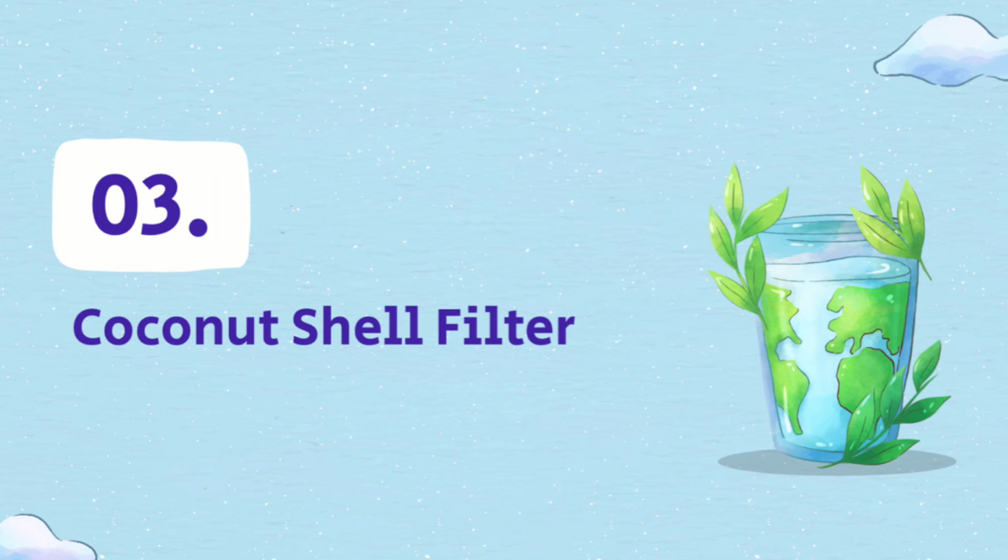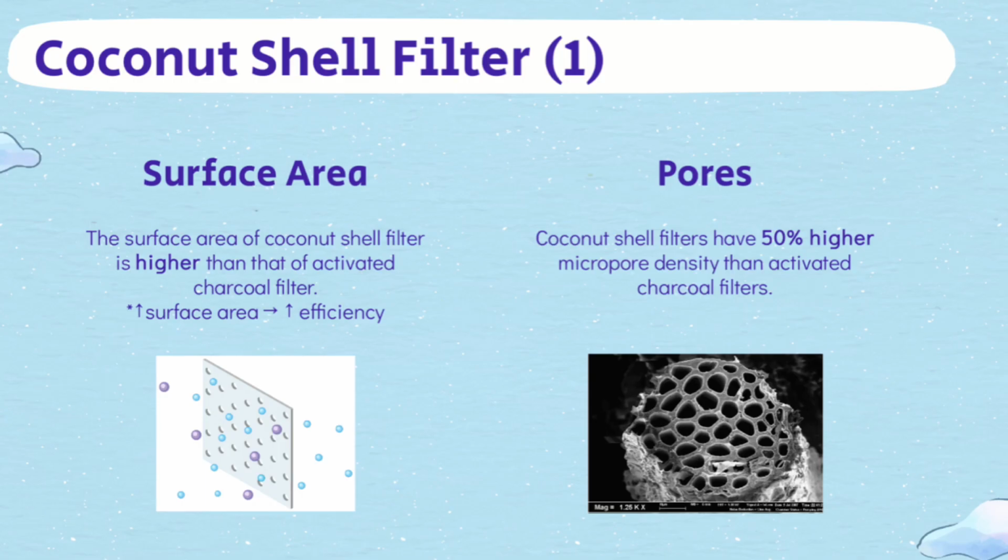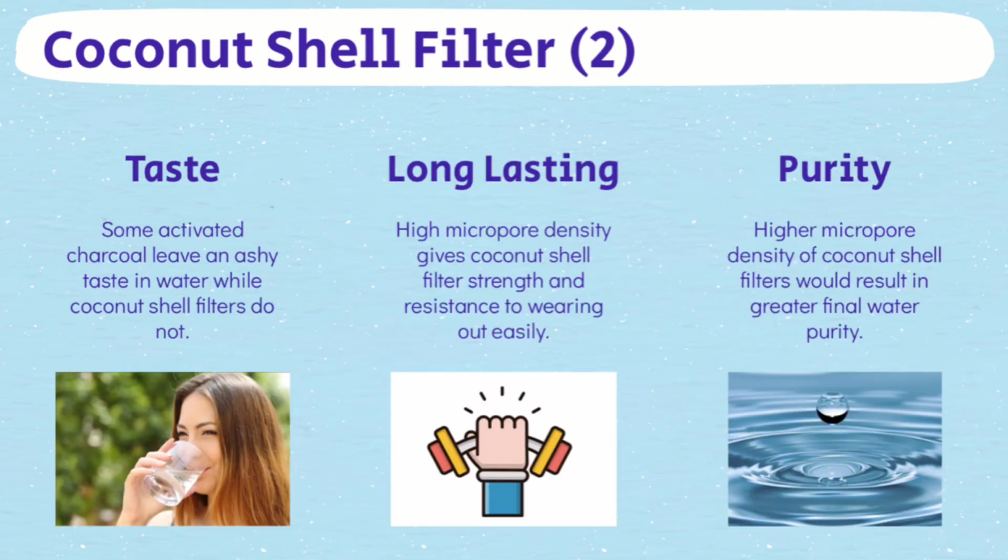Third, we're going to talk about coconut shell filter. The surface area of coconut shell filter is higher than that of activated charcoal filter. High surface area means high efficiency. Pores: coconut shell filters have 50% higher micropore density than activated charcoal filters.